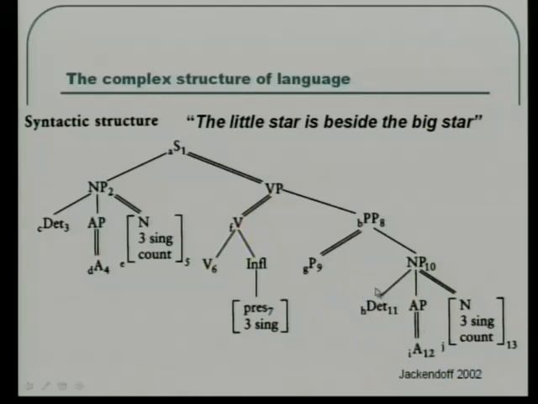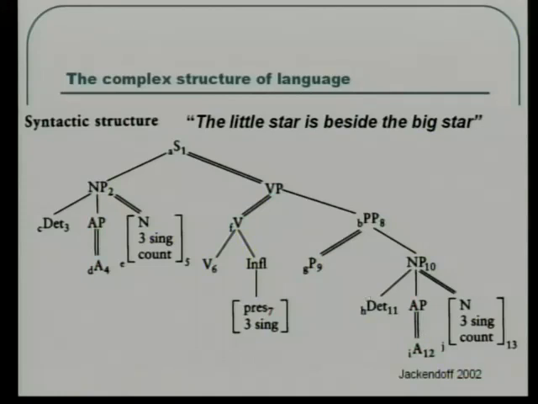The second level is the sentence level. So over here we have a subject, over here we have the verb, and over here we have the preposition phrase, beside the big star. So these are three constituents, and that's how it is in English. We would never say the little star, the big star, the little star, beside the big star is. We just don't say that.